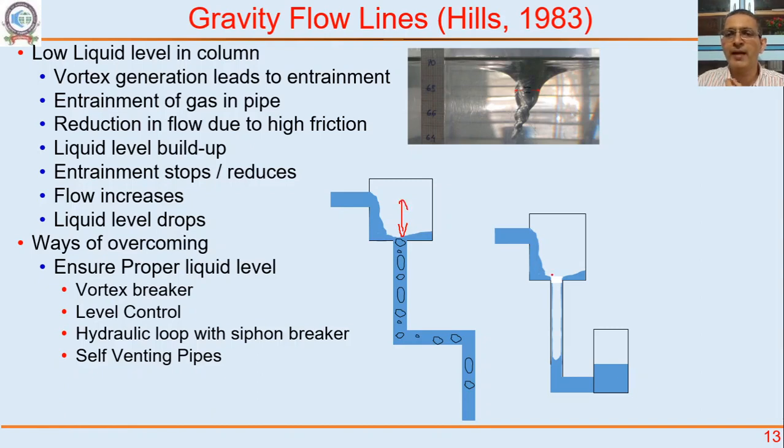So we don't want that. There are a couple of ways of doing that. One is to ensure that vortices don't form. There's something called a vortex breaker.